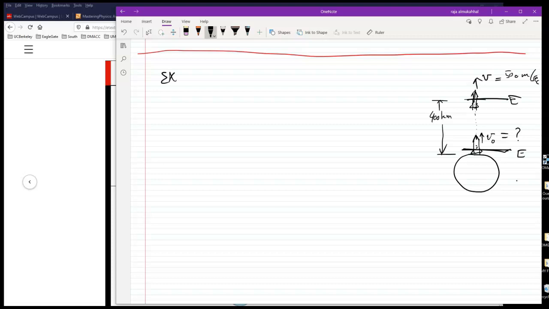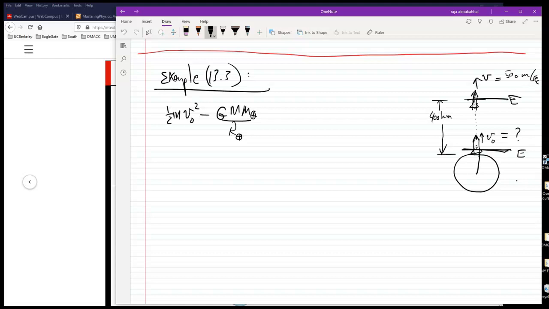Well, at the bottom, let me just write down, example 13.3. So what's going on here? At the bottom right here, right on the surface, we have 1/2 m V naught squared minus G, mass of the Earth times the mass of the satellite, which I'm going to call m, divided by the radius of the Earth. Makes sense? Because the dimension of the rocket is really tiny compared to the radius of the Earth, right? Okay, there we go. So this is basically the total energy right before we launch it, right here. You got it? Makes sense?